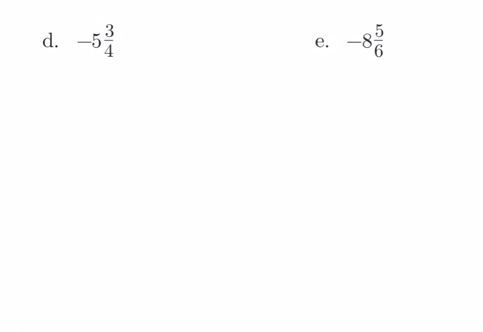So if we go ahead and do this, remember, ignore the negative for now. 4 times 5 is 20, plus 3 is 23, over, keep the denominator, keep the negative sign. So we get negative 23 over 4.